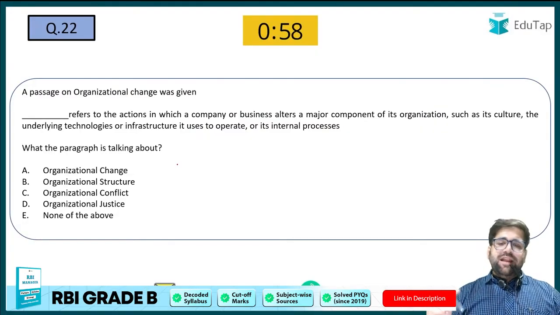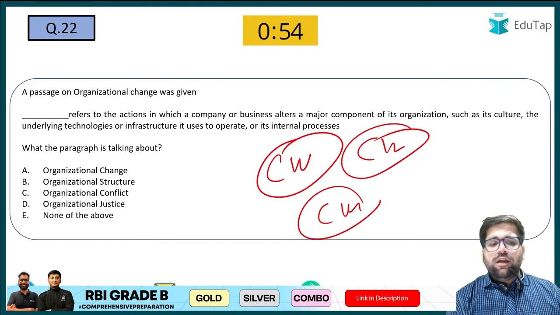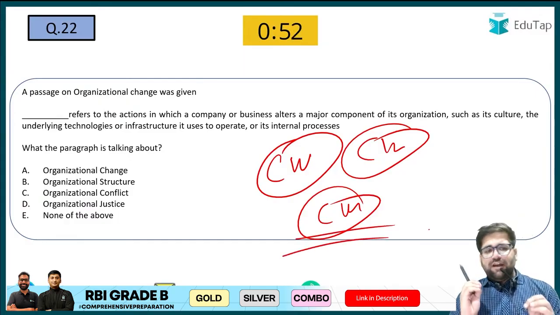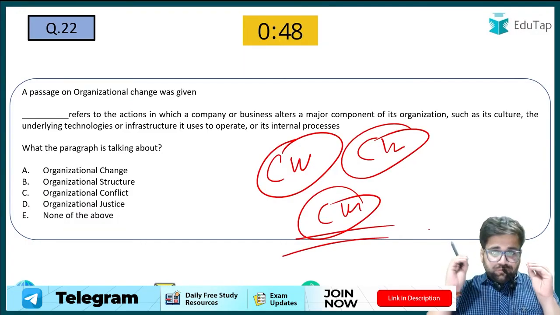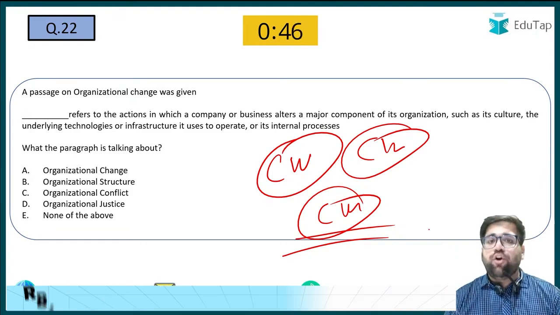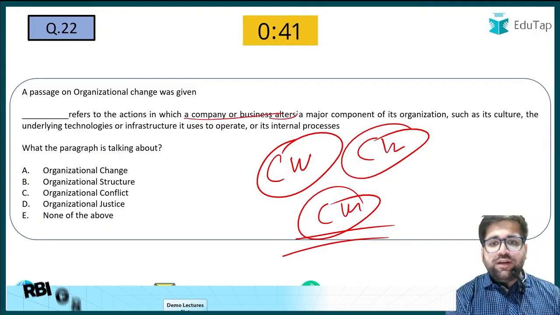Question number 22, again I would say cakewalk and again cakewalk. Nothing much to discuss. You just have to understand the definition, and you just have to understand how you can eliminate certain options. Dash refers to the action in which a company or business alters.